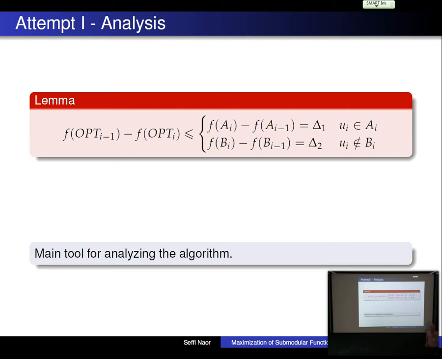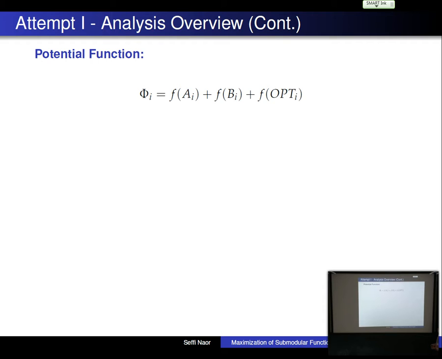when we fix the ith coordinate, the change in opt between opt_{i-1} and opt_i, which is f of opt_{i-1} minus f of opt_i, can be upper bounded by either delta 1 or delta 2, depending on which of the two changes we decided to make. Now, to analyze the algorithm, we just define a potential function. At the ith step, the potential function is defined to be f of A_i plus f of B_i plus f of opt_i.